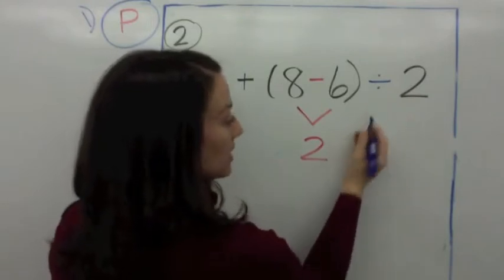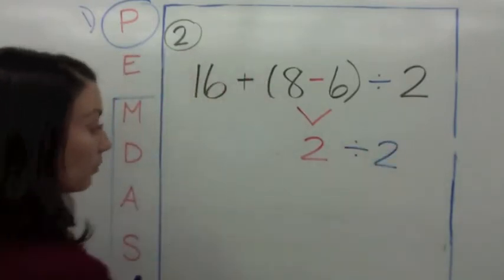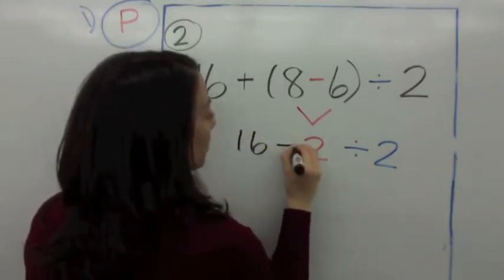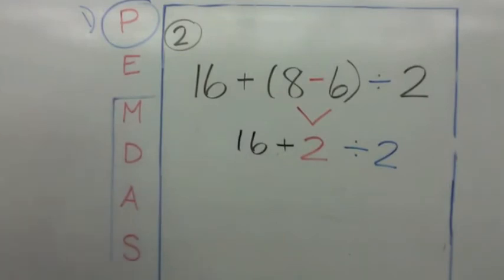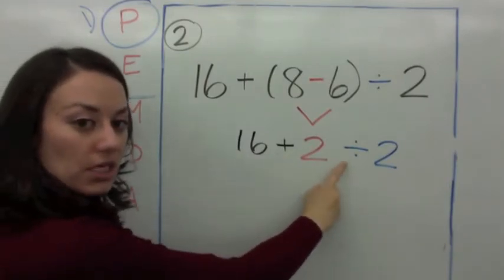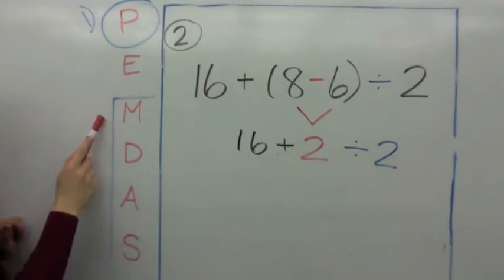So we're going to bring down this sign, which is division. We've got to divide by 2. And we're also going to bring down the addition, because this says 16 with an addition sign. So now we're deciding what to do first between addition and division. What do you do first when you look at MDAS, right?